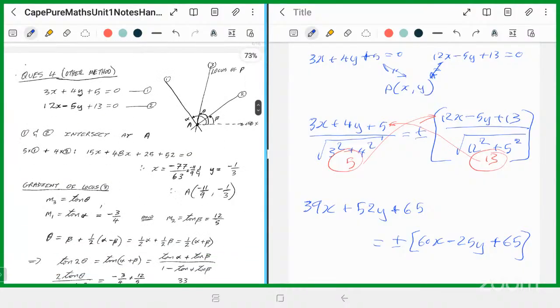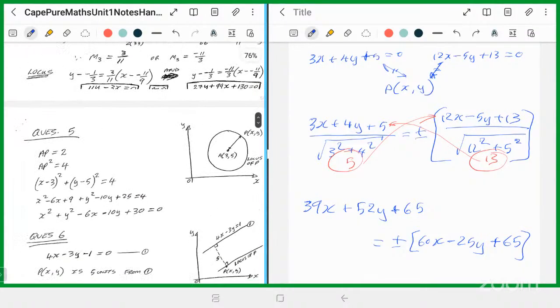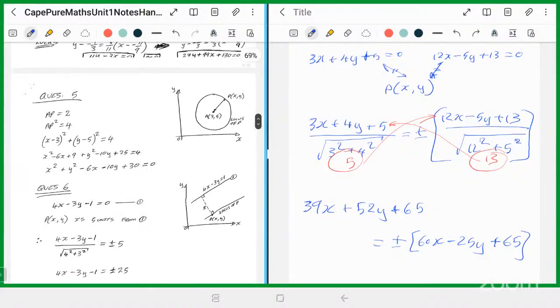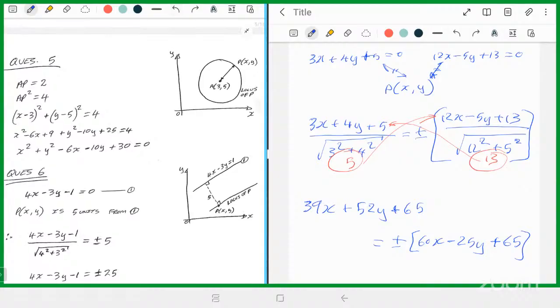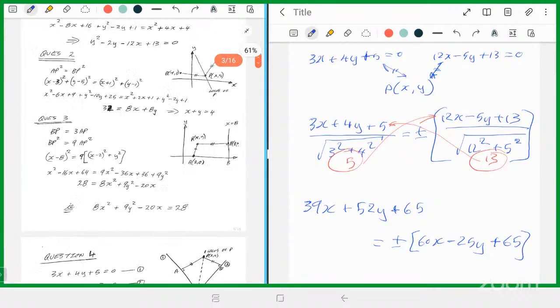Distance is always 2. See it here? So the point P is always 2 units from that (x, y) there. So here the distance is always 2. So you do this and you get this as the equation. This one is really easy. You create a circle. Alright, so that is that. Let's look at the next one.